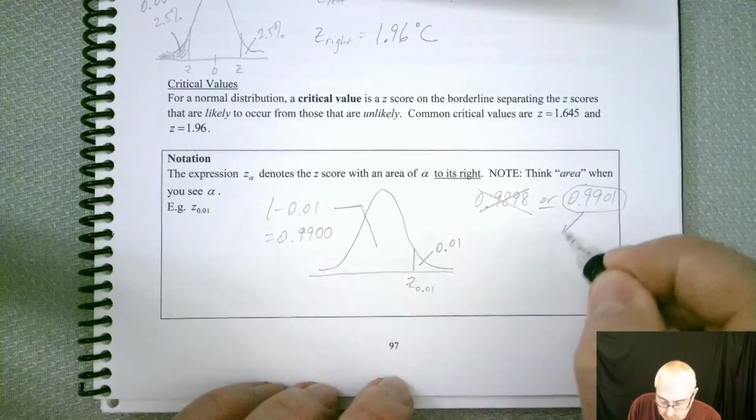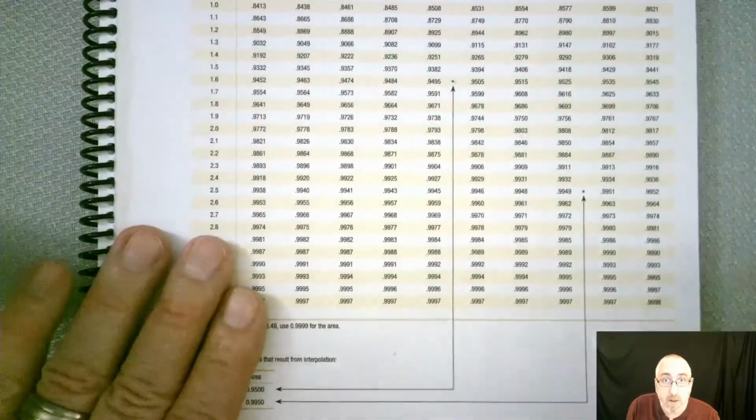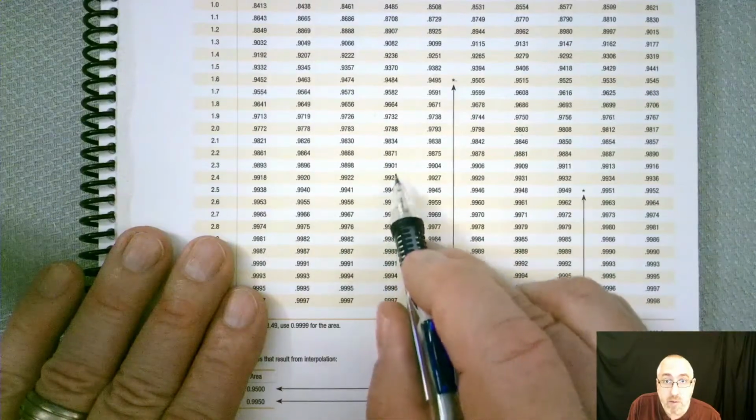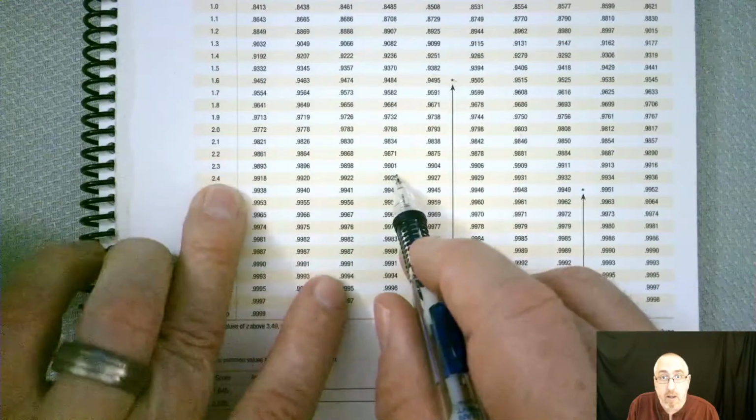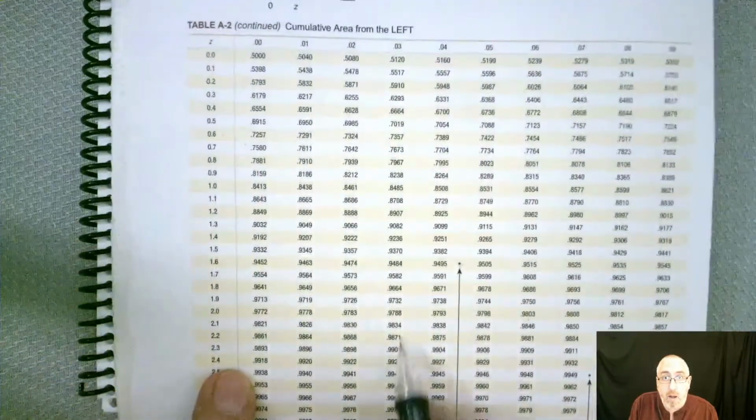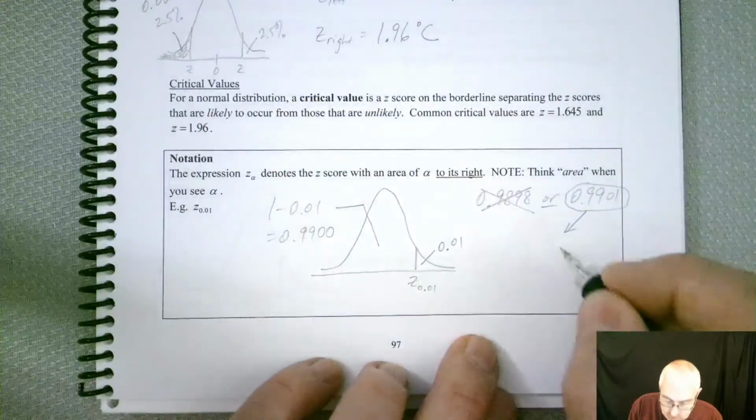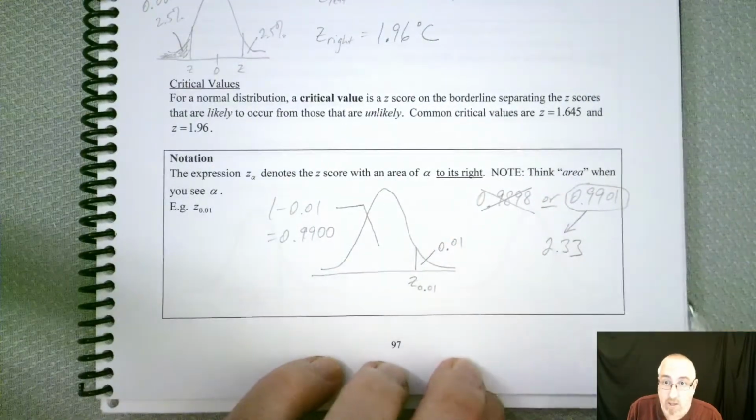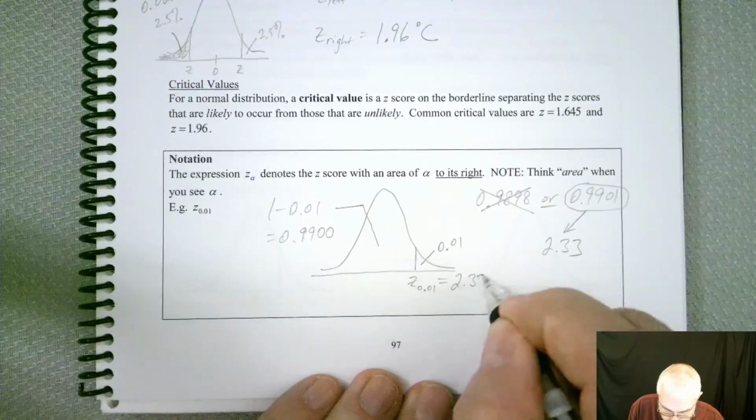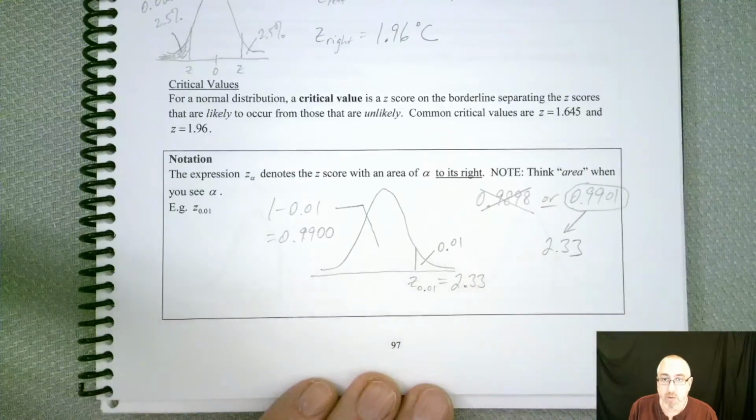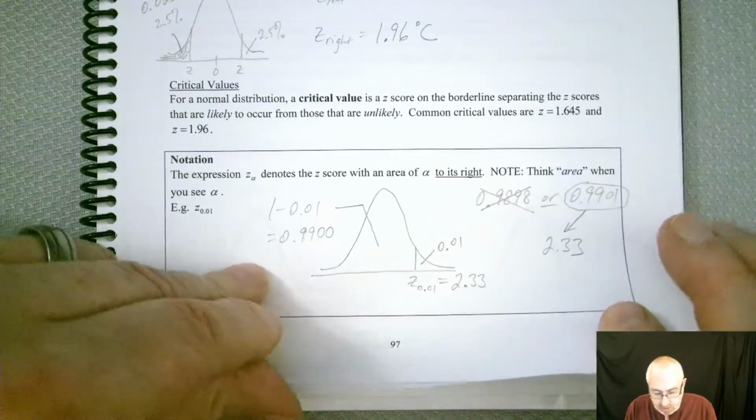So what z-score does that point to? So let's go back to our table. And so we said it was right here. So it looks like 2.3, and if we go up to the top, 2.33. So that should be our z-score. So that's what this is equal to. 2.33, that critical value. All right, let's do it a couple more times just to make sure we got it.